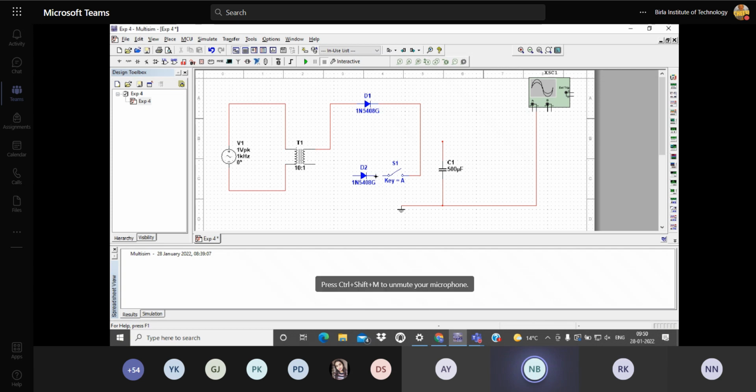So I think now it is clear to all of you how to do experiments 3 and 4 in Multisim?